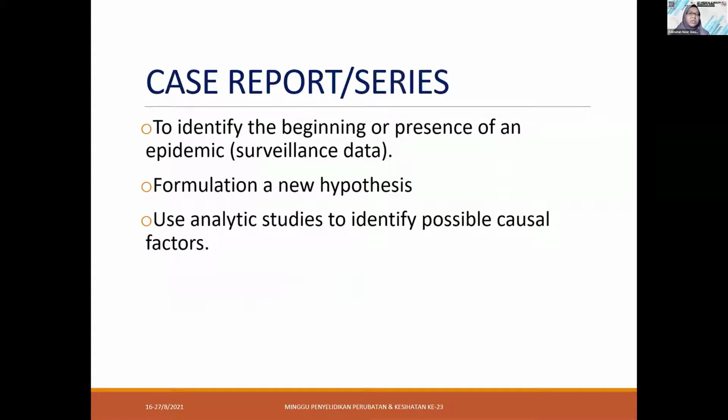The case, let's look into detail, case report or series. So in a case report and series, we just identify the beginning or presence of an epidemic or surveillance data. Sometimes we have a new case, just like now we have the COVID-19 pandemic. It's still new, although it's already the second year, but still new. So there are so many things that we are still unsure about. So we can produce a case report, then formulate a new hypothesis from that case, then use analytical studies to identify possible causal factors from this new case.